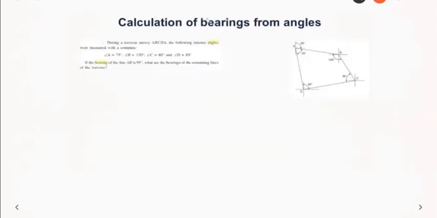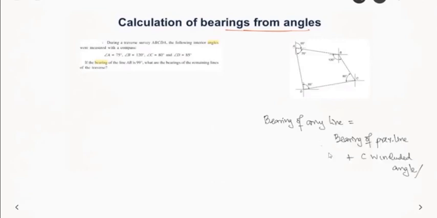Then let us try to understand a case where we calculate the bearings from the angles. The bearing of any line is equal to the bearing of the previous line plus the included angle measured clockwise. When this sum is greater than 180 degrees, we have to subtract 180 degrees. And when the sum is less than 180 degrees, you have to add 180 degrees to it. Let us try to understand this case here.